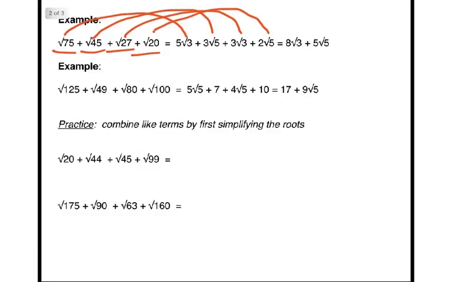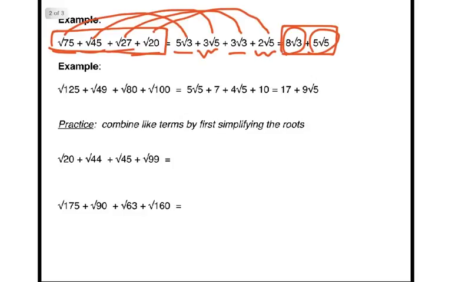That's 5 root 3's, and that's 3 root 3's. That makes 8 root 3's. And then here I have 3 root 5's and 2 root 5's. That makes 5 root 5's. So this very long, unfortunate looking expression does in fact simplify quite nicely to 8 root 3 plus 5 root 5. Here's another example. Root 125 plus root 49 plus root 80 plus root 100.